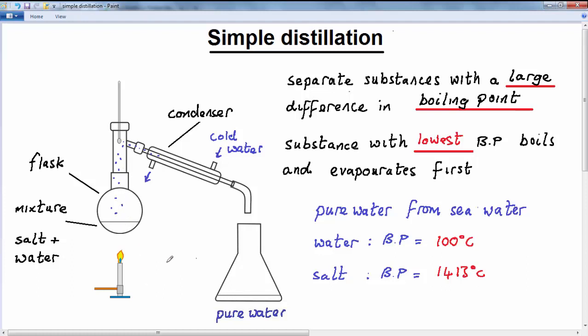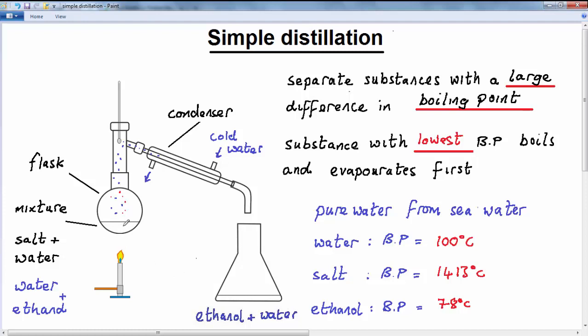Now then, if we were, for example, to try a different mixture such as water and ethanol instead of salt and water, well, that would be different altogether, because in this case the boiling point of ethanol is 78 degrees Celsius. So now the boiling points of the two substances in the mixture are quite close to each other. Now in this case what would happen is that the ethanol would start to evaporate first, okay, and it would pass up the tube and be condensed in the condenser, and you get ethanol collecting here.